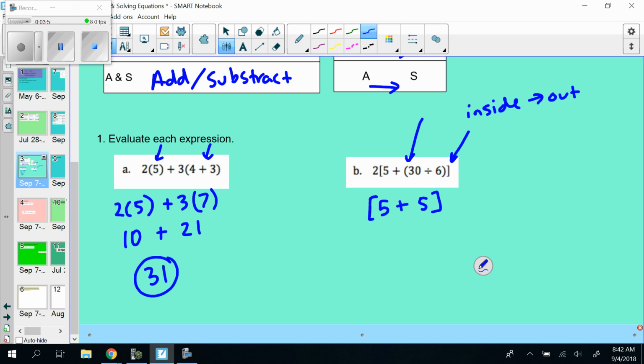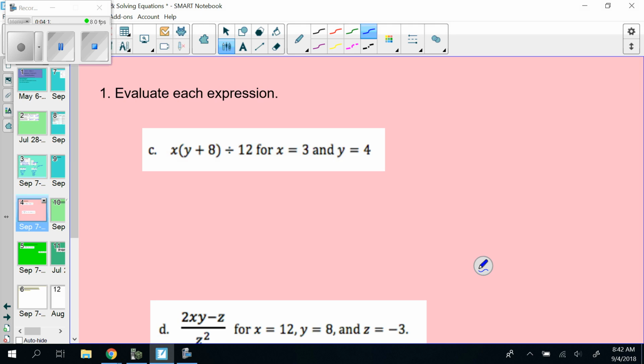Okay. Now we want to continue evaluating this bracket. 5 plus 5 gives us 10. And then finally, now we're multiplying to that outside number, and we get 20. Okay, so make sure when you got more than one set of grouping symbols, work inside out. A couple more of these.